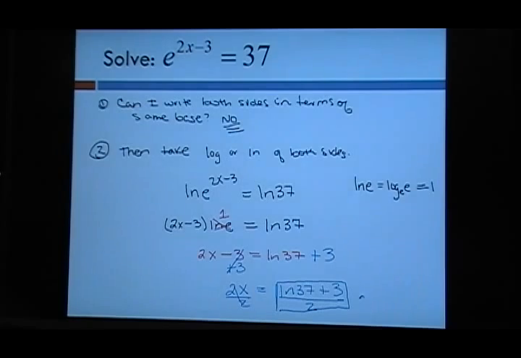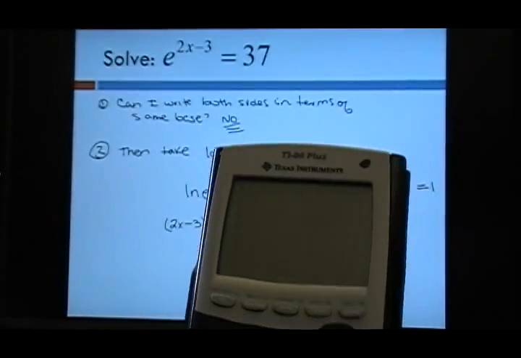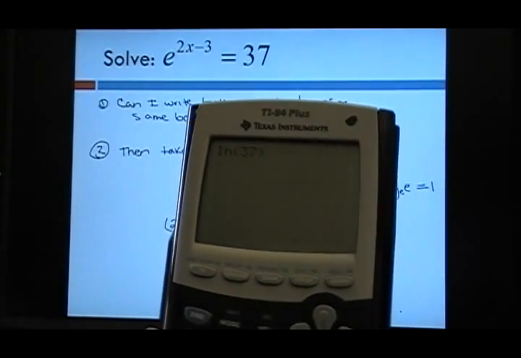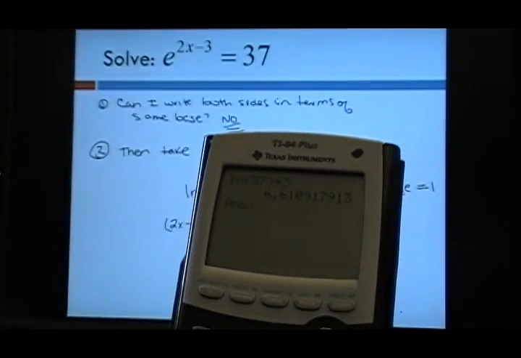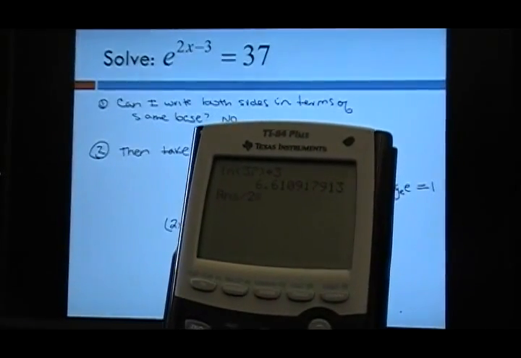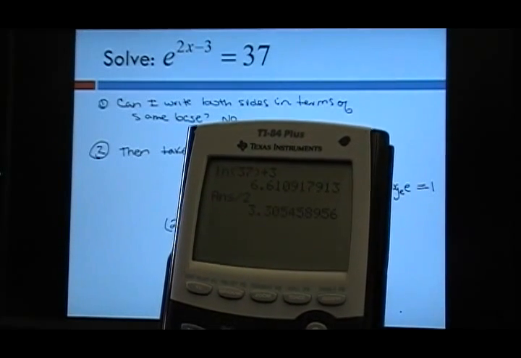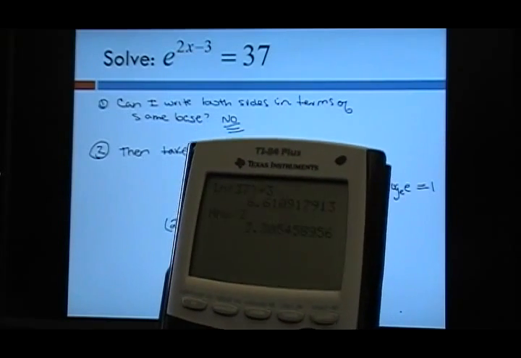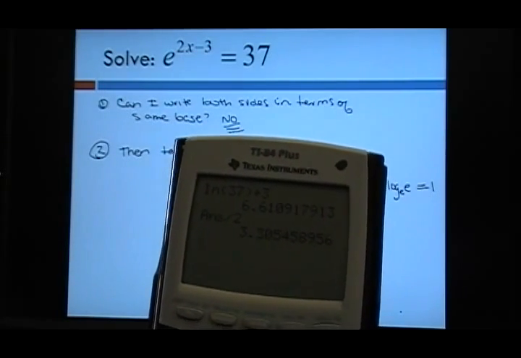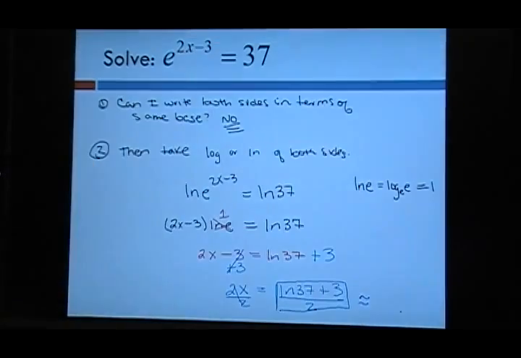To find the approximation, in my calculator, I can find the value of the numerator. The natural log of 37 plus 3 is 6.6 and so on. Divide that by 2, and don't round in between, just hit divide, it'll pick up the previous answer, and that is approximately 3.305. Anytime you're going to give a rounded answer, you don't want to do any rounding until the very end. So that is approximately 3.305.